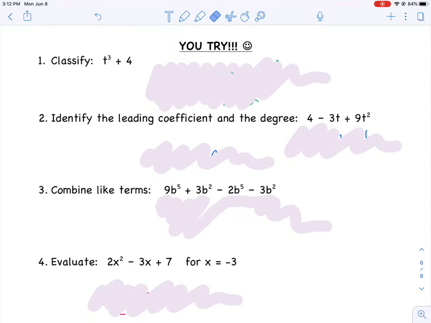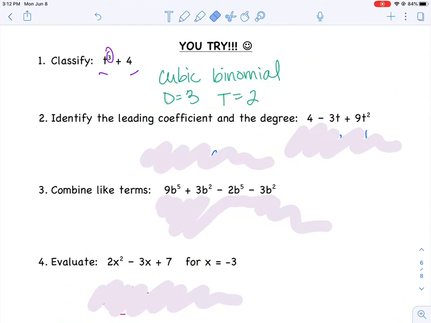All right, in try it number 1, it asks us to classify. It looks like here we have 2 terms and we have a 3rd degree. So I would classify this as a cubic binomial. It's to the 3rd degree. It has 2 terms. We call it a cubic binomial.